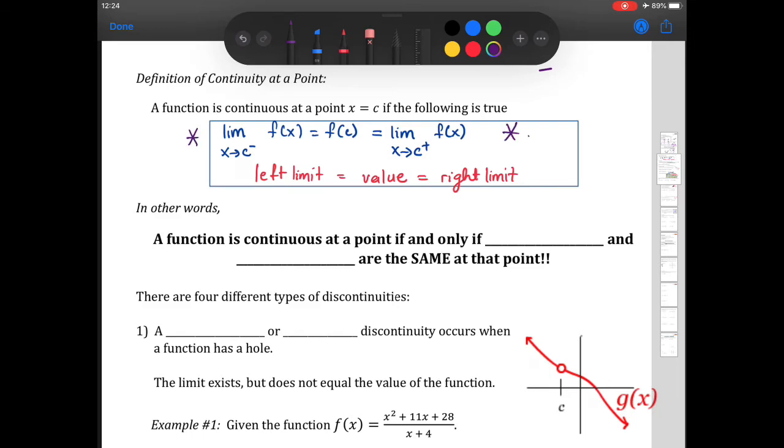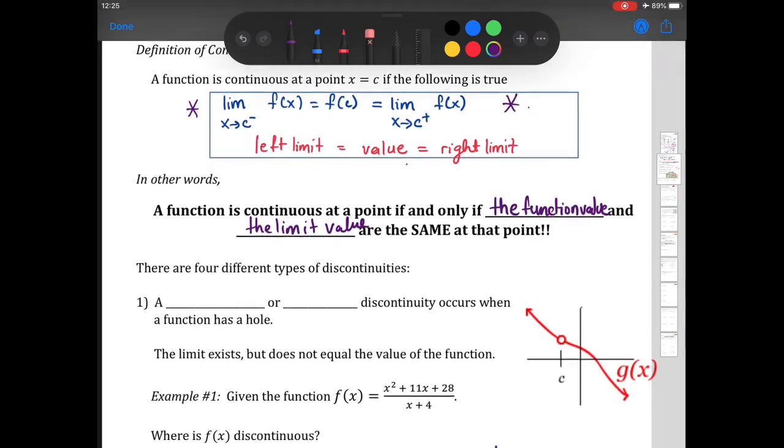What does it basically mean? If your left limit is equal to the value and is equal to the right limit, so the limit exists and it's equal to the value of that function at that point, then it is continuous. Or in other words, a function is continuous at a point if and only if the function value and the limit value are the same.